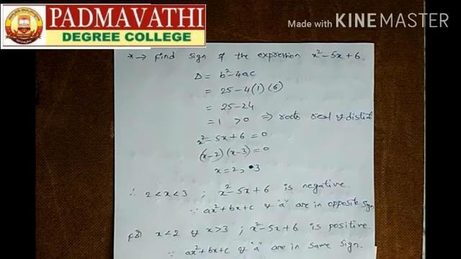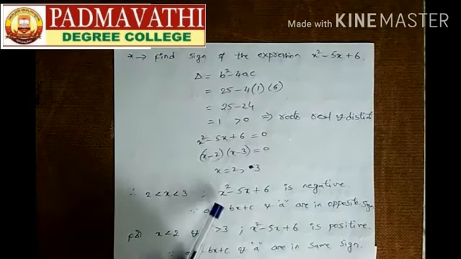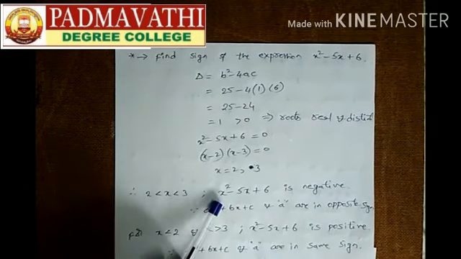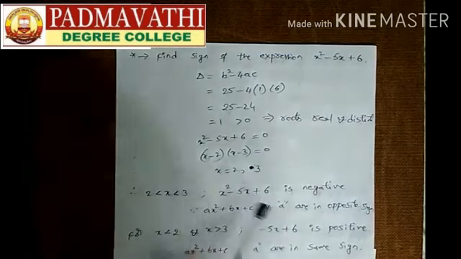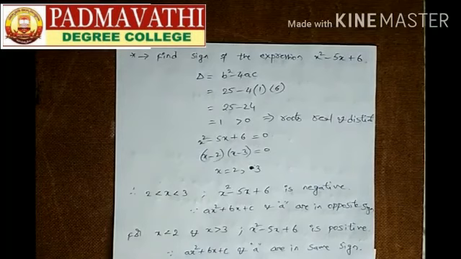Why? Because the ax square plus bx plus c expression and the coefficient of x square, a, are in opposite sign. Here the a value is 1. In this expression, a value is 1. 1 is a positive value, so the expression will be negative. So you can write x square minus 5x plus 6 is negative in the interval 2, 3. Means 2 less than x less than 3. In this interval, the expression value will be negative.